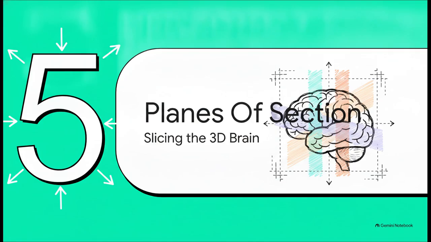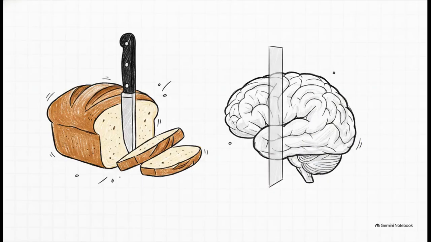Section 5. Standard planes of section. Slicing the 3D brain. Knowing the directions is great and all, but to actually view the internal structures of this three-dimensional brain, scientists have to slice it into standard two-dimensional planes. Let's start with the coronal plane, sometimes called a frontal section. The easiest way to picture this is to imagine slicing a loaf of bread. You take the slice perpendicular to the ground and perpendicular to the neuraxis, which beautifully divides the brain into front, or anterior, and back, or posterior parts.